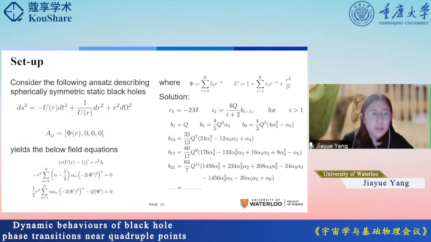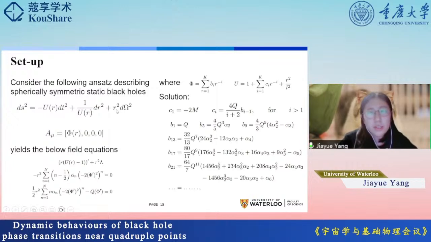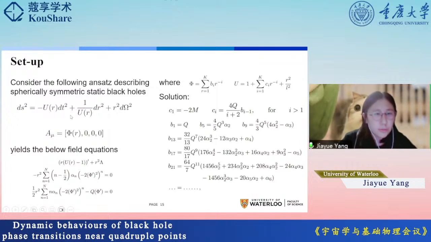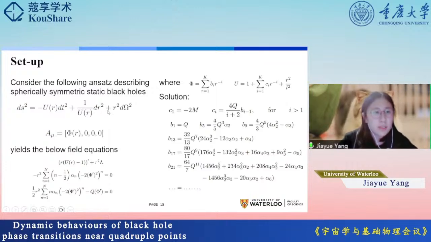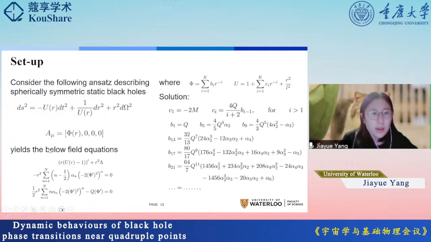If we have the field equations, how do we solve them? We can assume some metric ansatz and a series of coefficients for U. We make an ansatz for spherically symmetric static black holes: minus U dt squared plus 1 over U dr squared plus the spherically symmetric part, and A is the gauge potential in this case. After making this metric ansatz, we get the simplified field equations here.